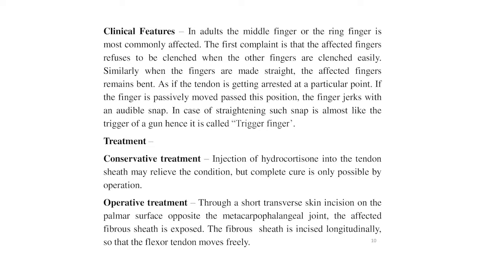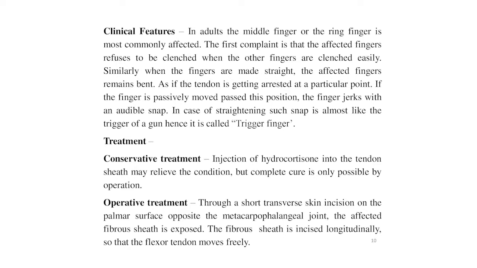Similarly, when the fingers are made straight, the affected finger remains bent as if the tendon is getting arrested at a particular point. If the finger is passively moved past this position, the finger jerks with an audible snap. In case of straightening, such a snap is almost like the trigger of a gun, hence it is called trigger finger.